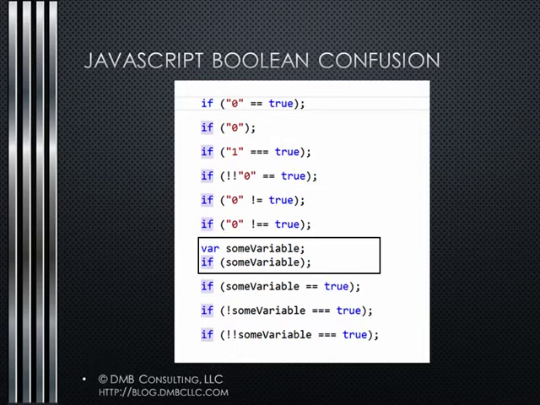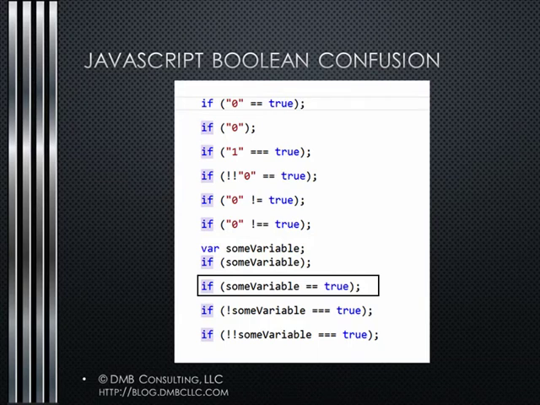Next, if some variable, where some variable has not been defined. The last examples illustrate what happens if a variable is undefined or null. Since we never gave some variable a value, it's undefined, and so if some variable would evaluate to false. Undefined and null variables evaluate to falsy. However, that does not mean that it's a Boolean value.